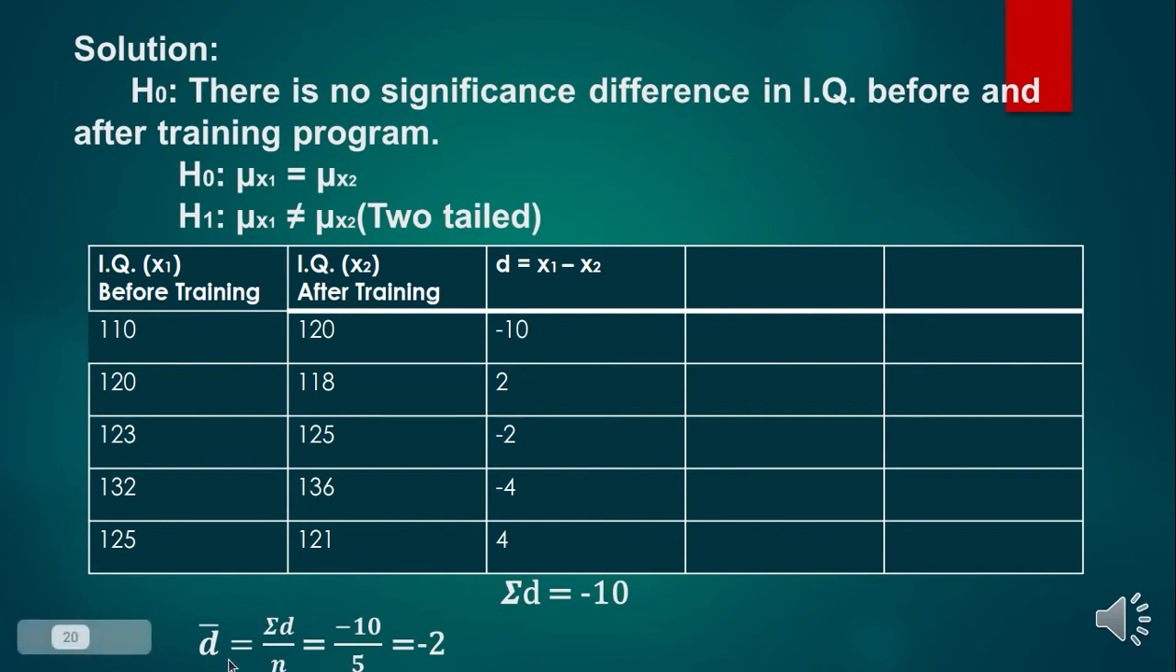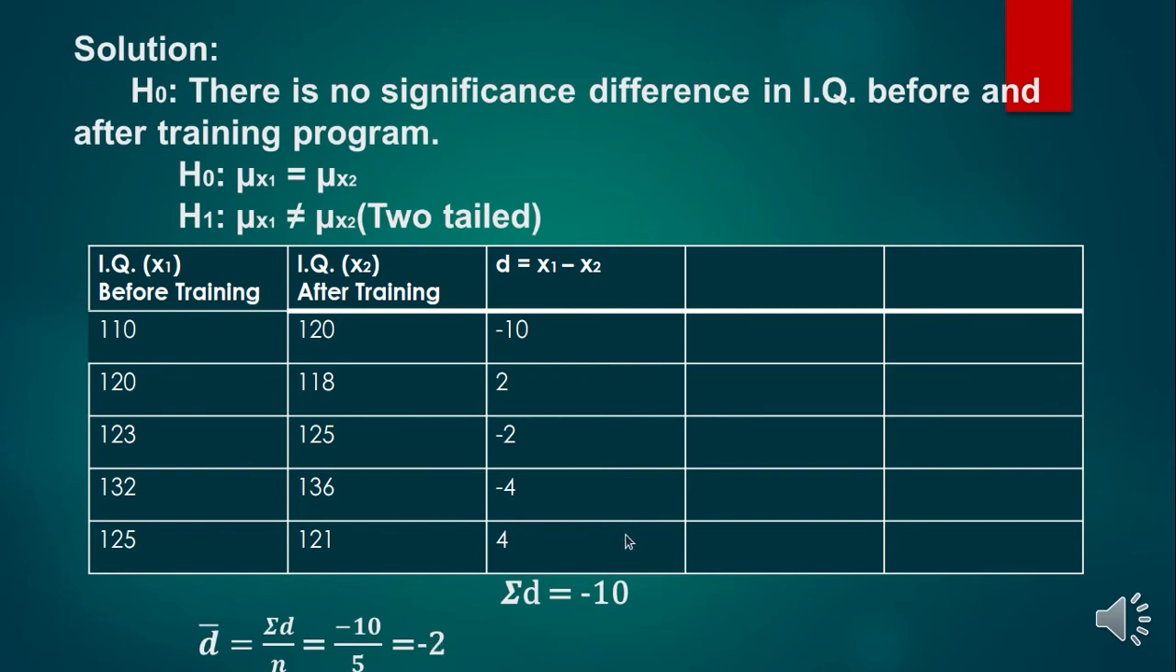Next we have to calculate D bar. The formula for calculating D bar is sigma D divided by N. Sigma D we already calculated, that is minus 10. So minus 10 divided by N. N is the number of candidates, so the number of candidates is 5. The answer is minus 2.